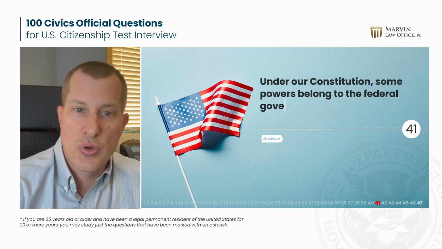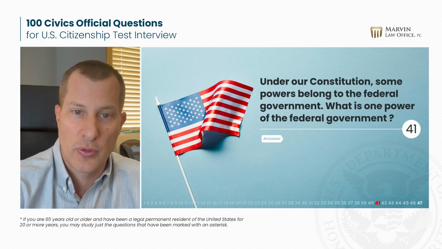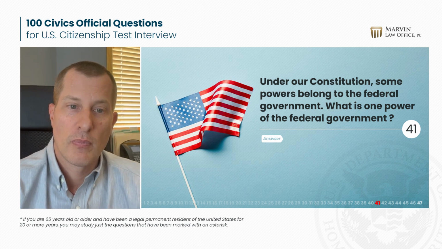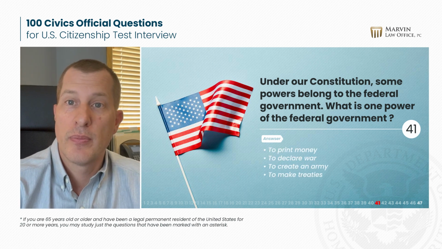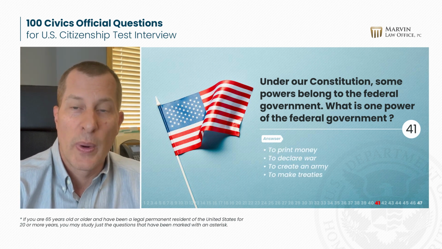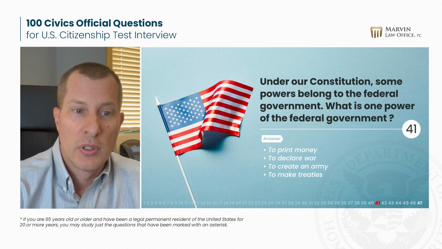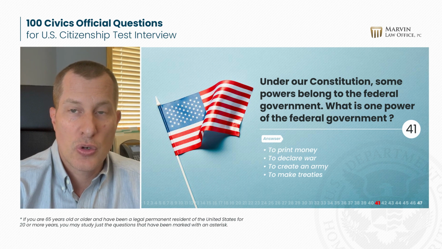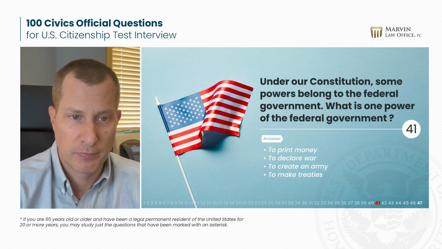Under our Constitution, some powers belong to the federal government. What is one power of the federal government? The power to print money. Only the federal government can do that. The right to declare war. The right to create an army. The right to make treaties. Okay, those are the rights and powers of the federal government.